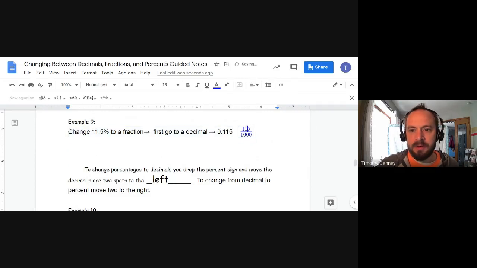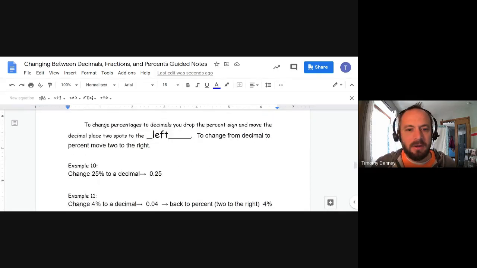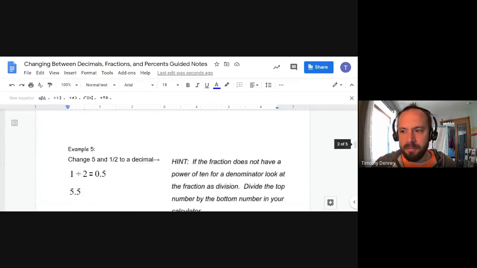Back up there. And then I could reduce this fraction, because I can see that, hey, it's got a factor of 5 that can go on the top and the bottom. So I take my calculator and I go 115 divided by 5. That gives me 23. And then 1,000 divided by 5 is going to give me 200. Weird fraction, but that's what 11.5% is as a fraction, 23 200ths.